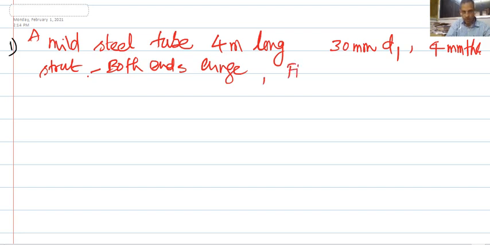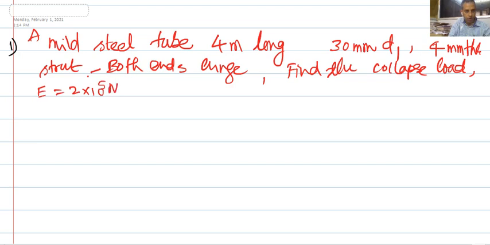Find the collapse load. Take E equal to 2 into 10 power 5 Newton per millimeter square. Okay. So, now try to understand whether all the data is available with us or not.